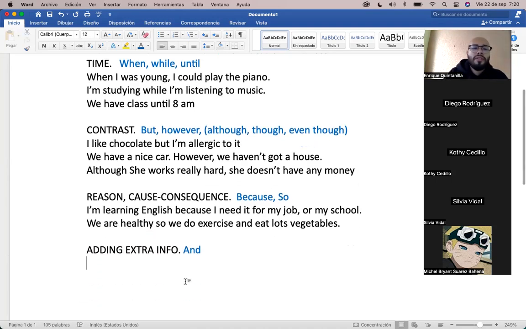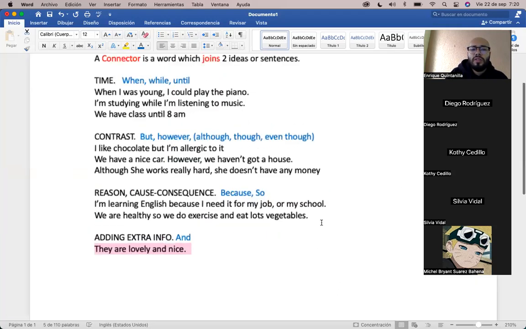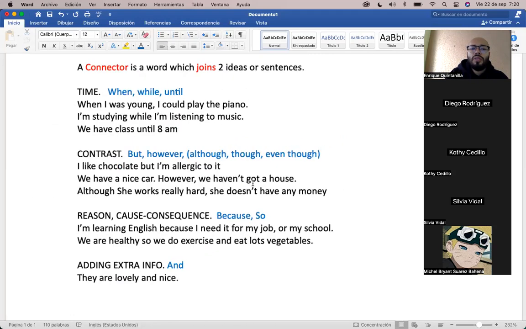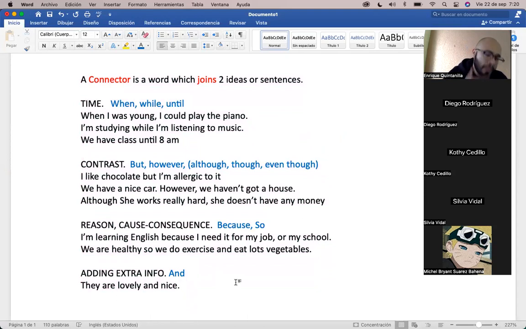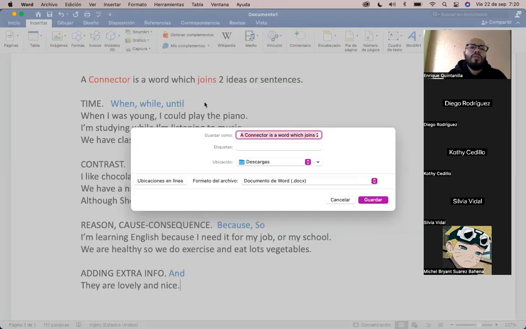And, well, with and it's just adding extra information or giving examples also. They are lovely and nice. Adding extra information, right? So that's it. The explanation with more examples. I'll share that to you in a moment.